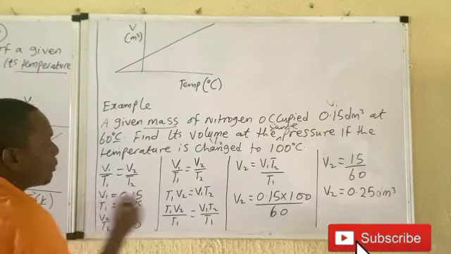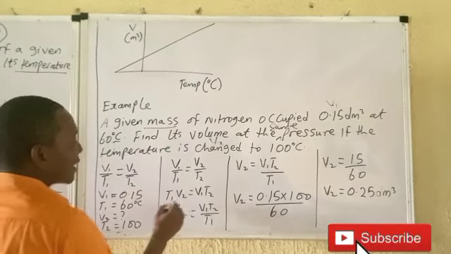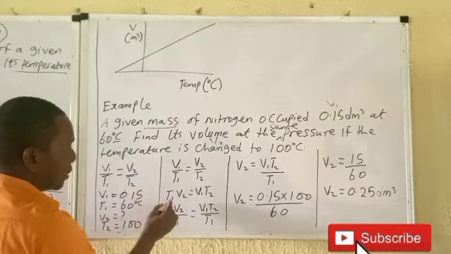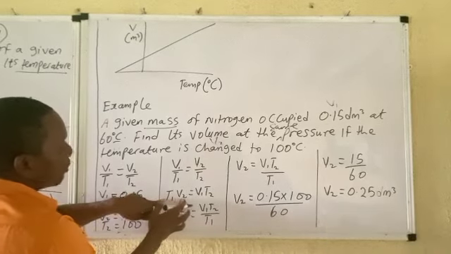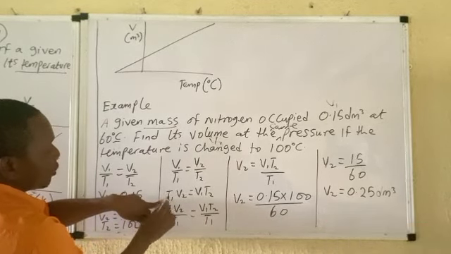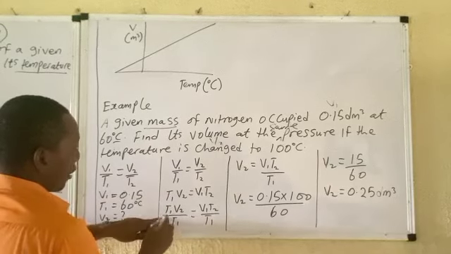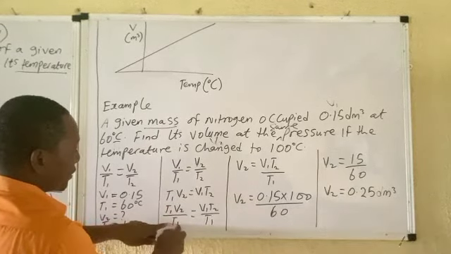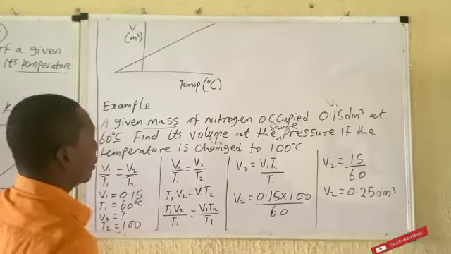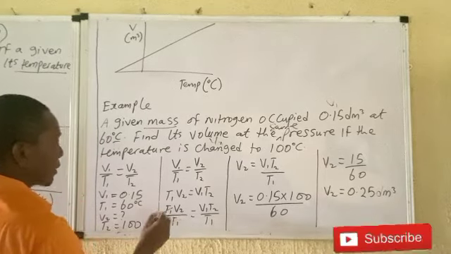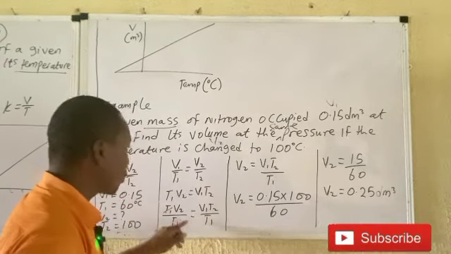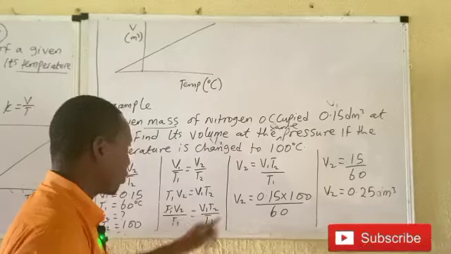Now, how do we make V2 stay alone? We can divide both sides by T1. Why are we dividing both sides by T1? Because if you divide this side by T1, T1 will cancel out T1 so that V2 will remain alone. I'll also divide this side by T1, so this will cancel out this. I will now have V2 is equal to this, which we have here.